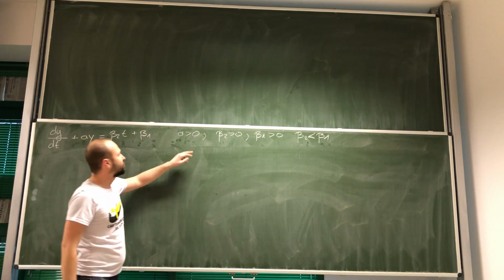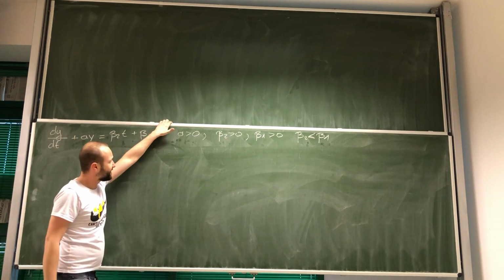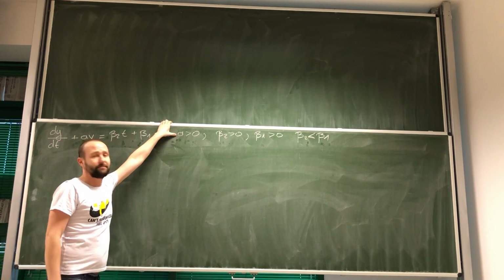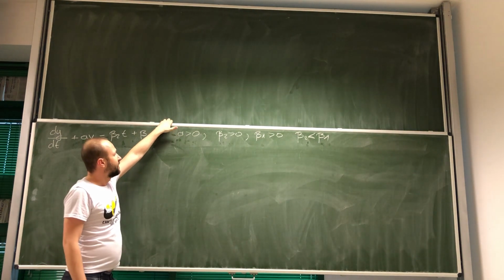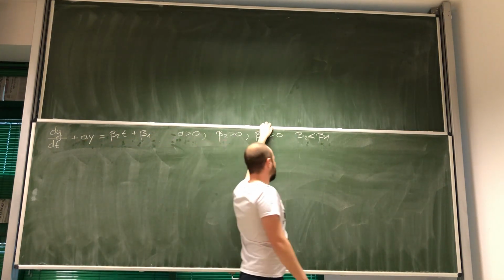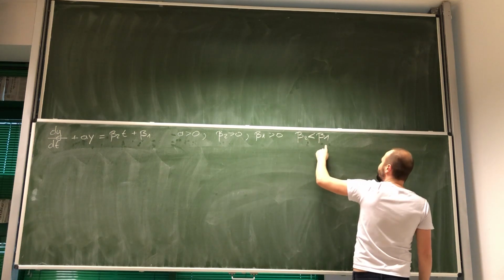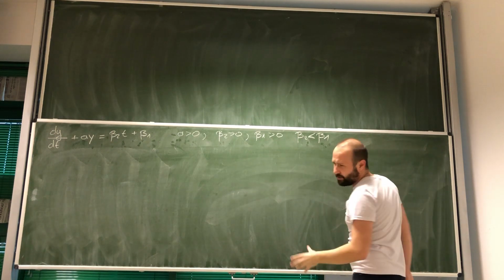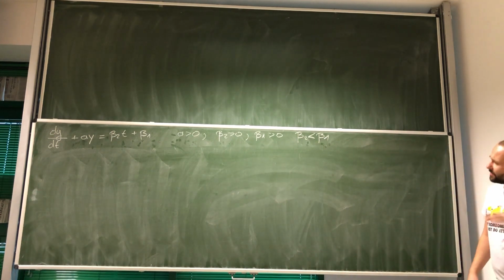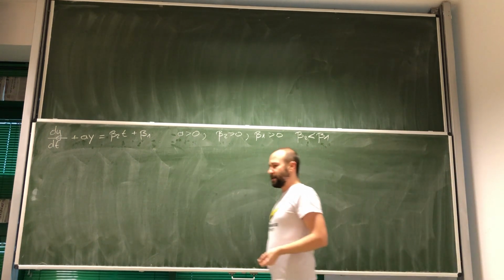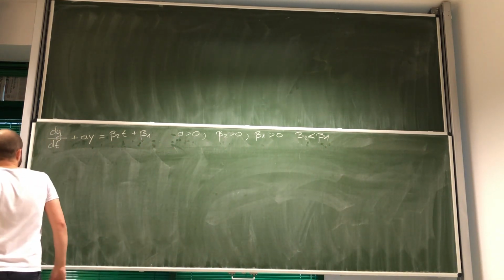But let's introduce some assumptions. We are assuming that a is bigger than 0, beta 2 and beta 1 are also bigger than 0, and beta 1 is far greater than beta 2. Why? You will see later. Okay, so let's start solving it.